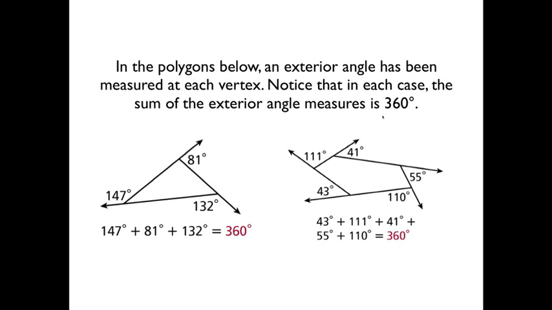All right, what you should notice about these two polygons is that now we're not dealing with interior angles, but we're dealing with exterior angles. But if I sum the exterior angles in the polygon on the left, the triangle, I end up with 360 degrees. And then when I move to the pentagon on the right and I sum its exterior angles, I still end up with 360 degrees.